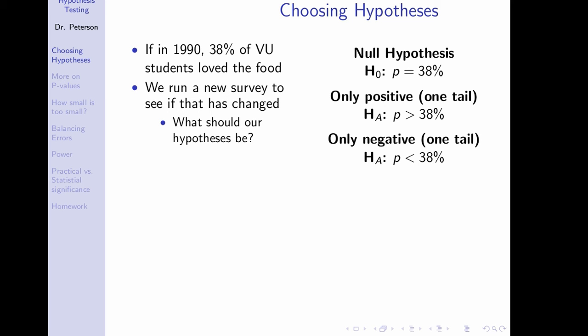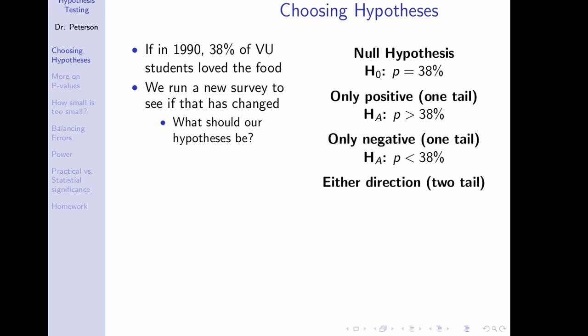Now these two cases might match to some actual events on campus. We could imagine if the Viterbo University hired a brand new 5-star chef, we might be a priori, or beforehand, expecting the value of the students who love the food to go up. If, on the other hand, the kitchen hasn't been updated since 1990, we might expect that to have gone down.